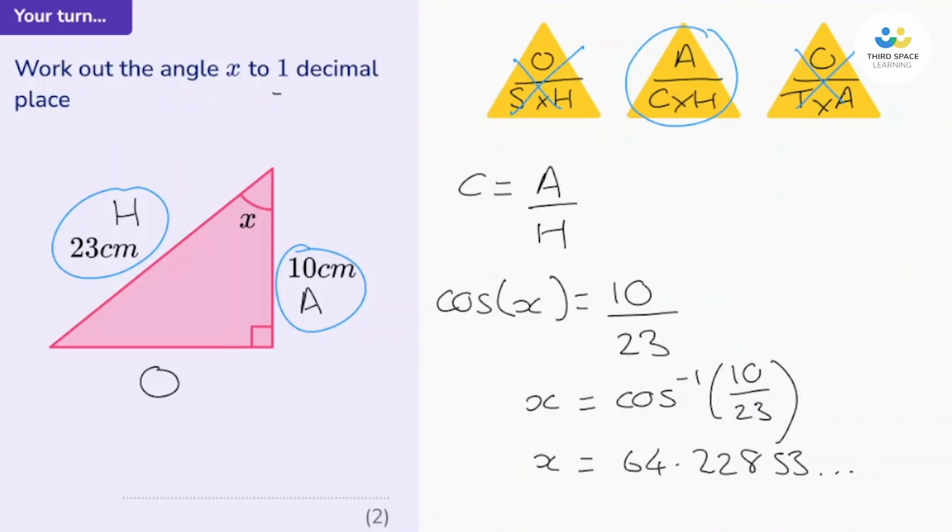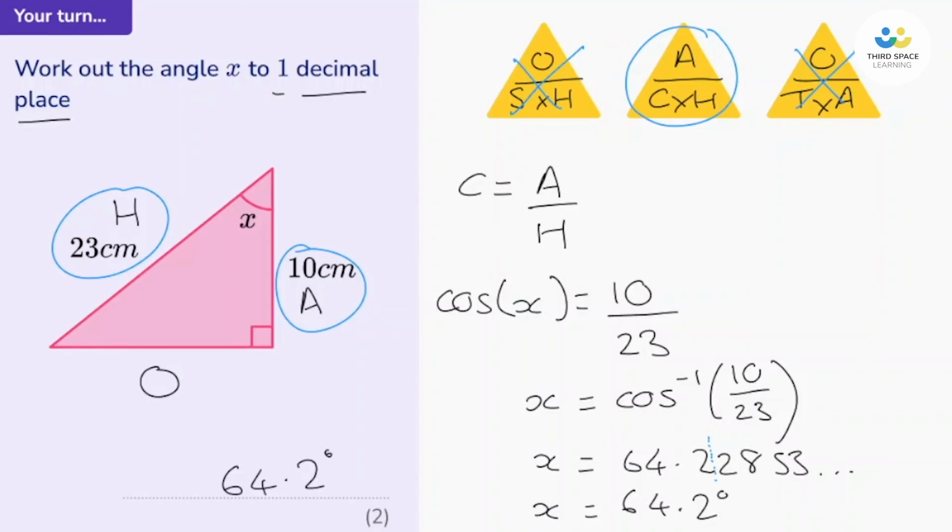Now the question says 1 decimal place, so let's round it. The number in the first decimal place here is a 2. So let's draw a line to the right of it, and the number on the right, the 2, is less than 5. So that means we need to round down. So x is equal to 64.2 degrees because it's an angle. So let's pop that straight on the answer line so it's really clear.